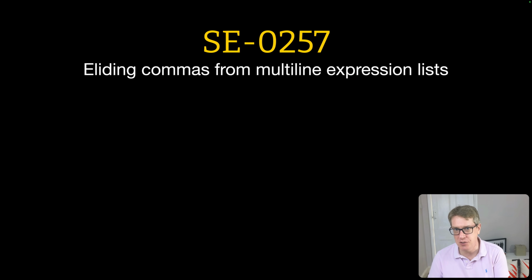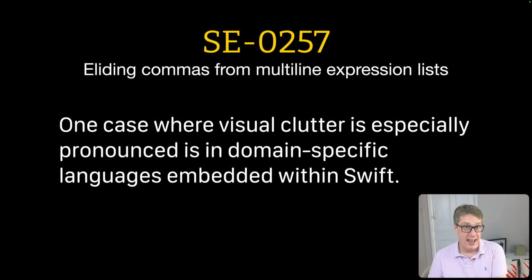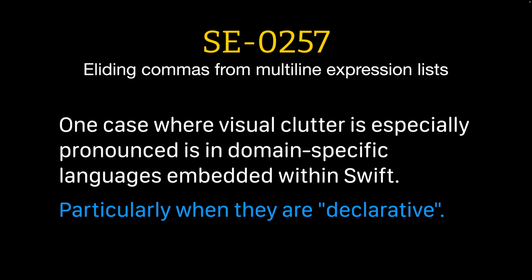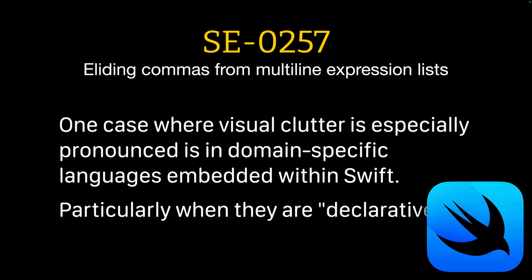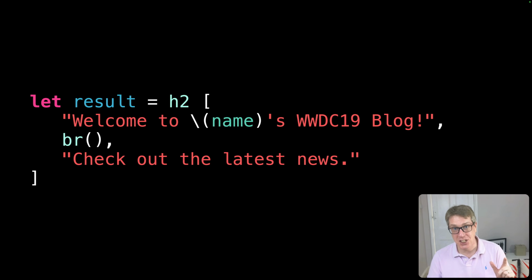Well, SE-0257 tried to do exactly that. It proposed that line breaks could be used in place of commas. It even said directly, "One case where visual clutter is especially pronounced is in domain-specific languages embedded within Swift, particularly when they are declarative." Now, what does that remind you of, right? This change would have allowed our code to be written without commas, leaving just that.